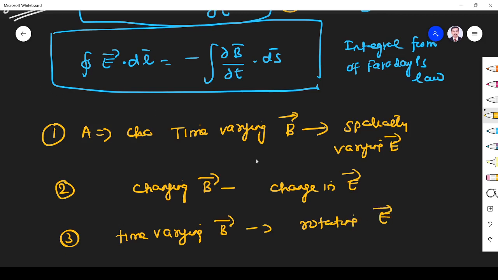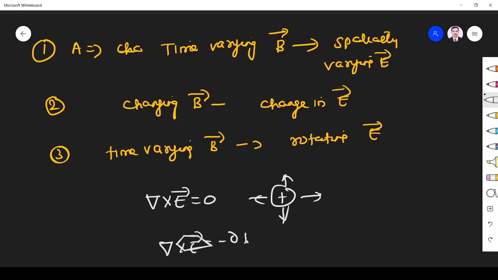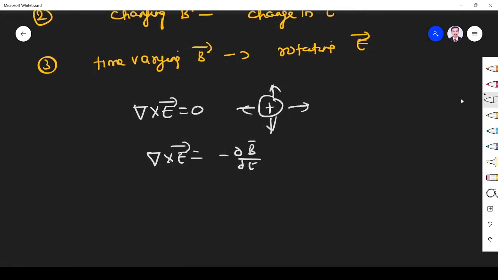We have already known one thing: electric field will not rotate, electric field will diverge. We know that del cross E is equal to 0 and the electric field will only diverge. But here del cross E is not equal to 0. Here it is minus dou B by dou t. You see the beauty of the equation. When the magnetic field does not change, what happens to del cross E? It is 0. Del cross E is 0 if the magnetic field is static.